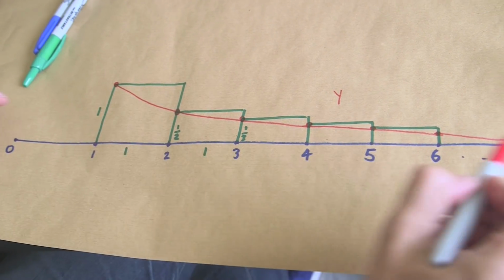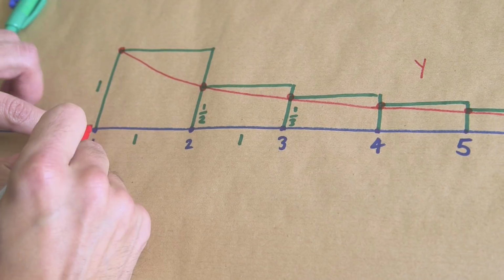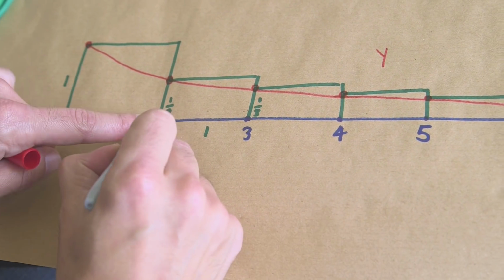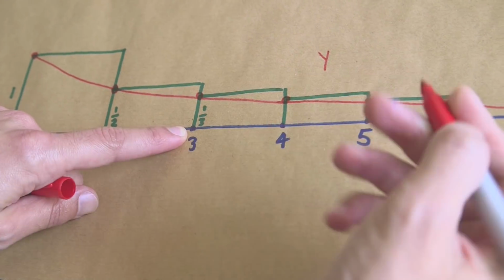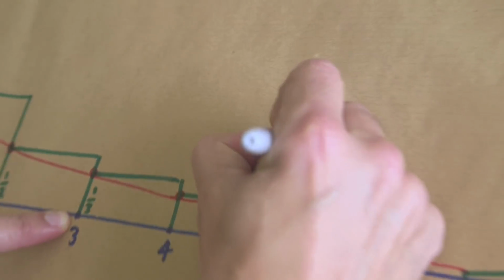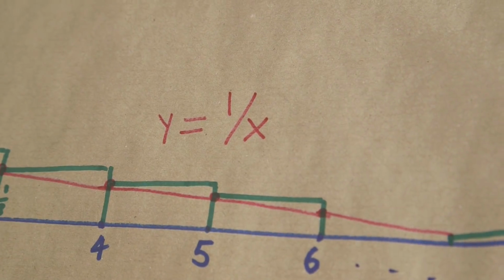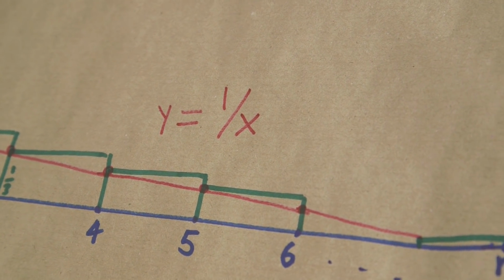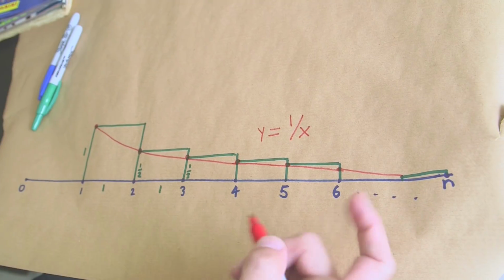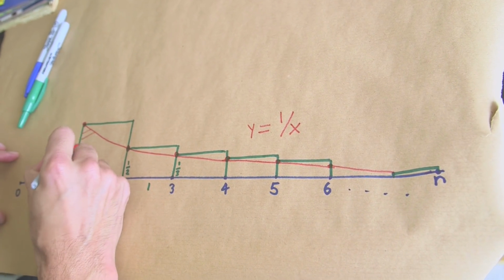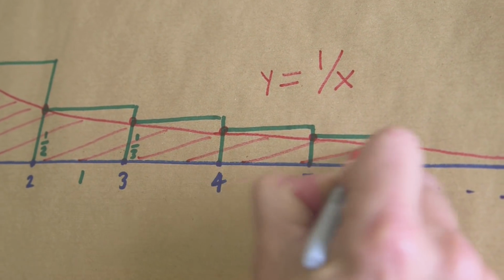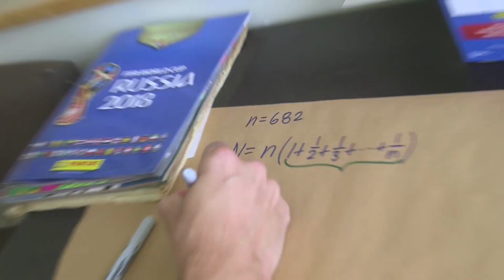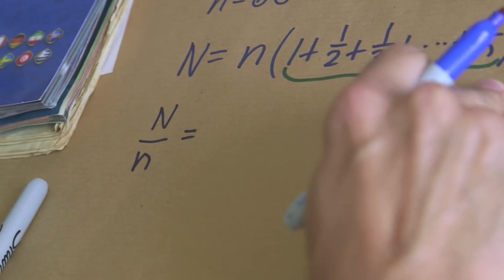So this is a very beautiful curve because when x is equal to 1, the height is 1. When x is equal to 2, the height is 1/2. When x is equal to 3, the height is 1/3. And so this has a very nice name. This is just the curve y equals 1 over x, right? And if you look at these green rectangles and the area that they form, they're not too far from this area under the red curve. Let me divide by n. N over n is equal to this thing.